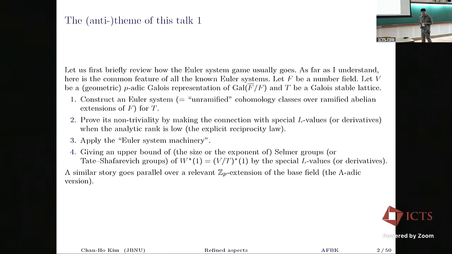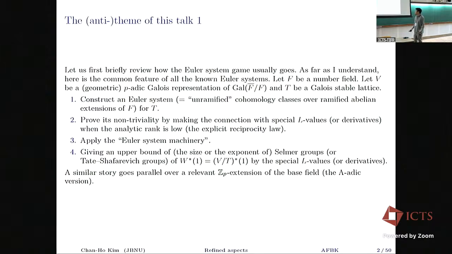So I have a number field F and a geometric representation V of the absolute Galois group of F, and let me take a Galois stable lattice T. Then what people usually do is construct an Euler system, which are unramified cohomology classes over ramified abelian extensions of F for T. Here I made a quotation mark for unramified because, for example, Kato's Euler system is ramified at p, but usually it is unramified. Then prove its non-triviality by making the connection with the L-value or derivatives when the analytic rank is low. This is the part of the explicit reciprocity law.